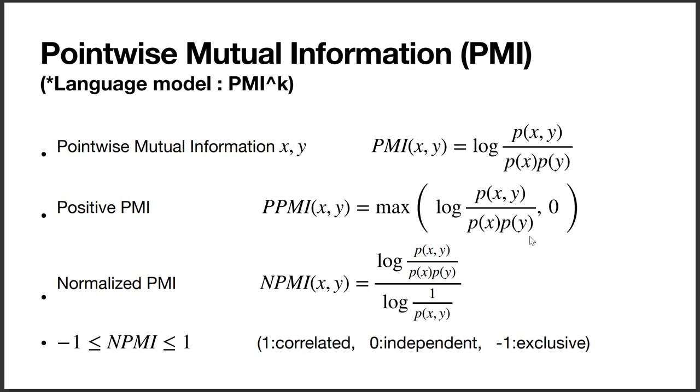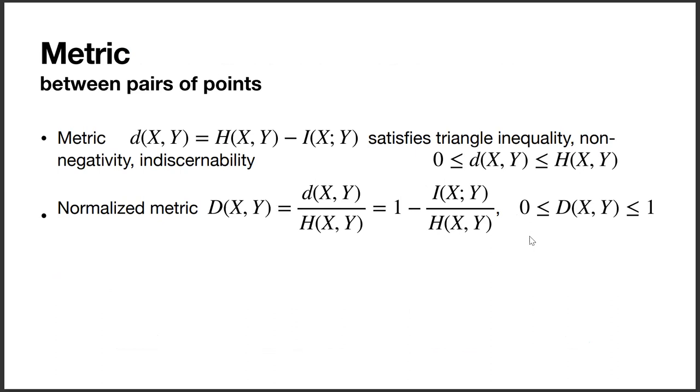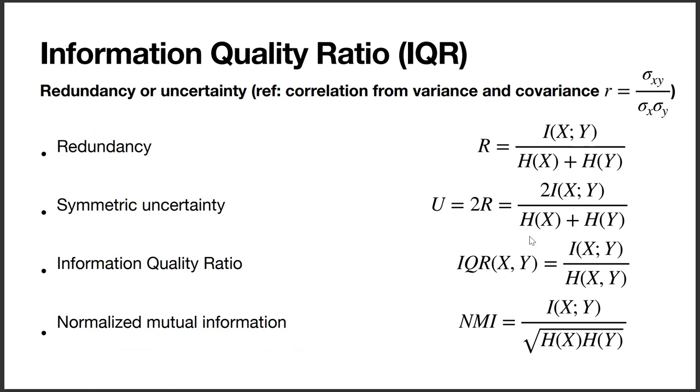So all these are used in language models, as you know, in GPT very well. If you analyze the language model, some words come with the other, and therefore this PMI plays a crucial role in what word should be connected with the other or should not. And this is really a meaningful concept that is used everywhere. And then you can also define the metric and all these information quality ratio. But let me go back to the main question.